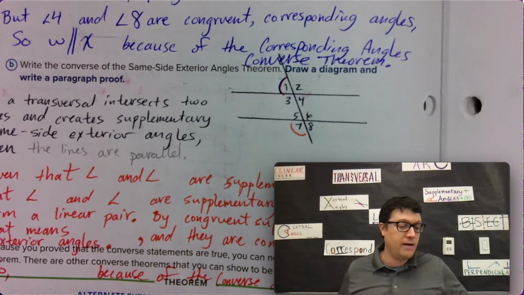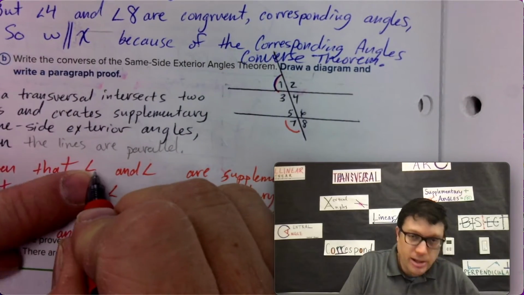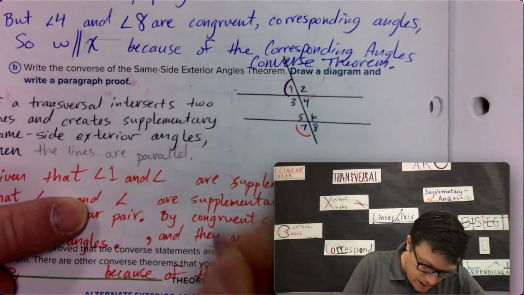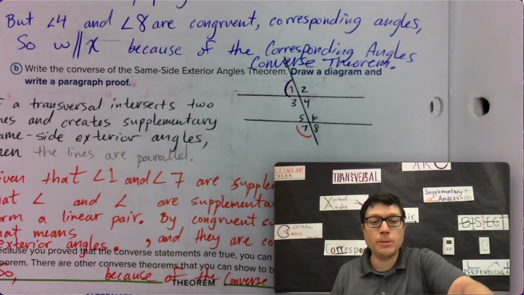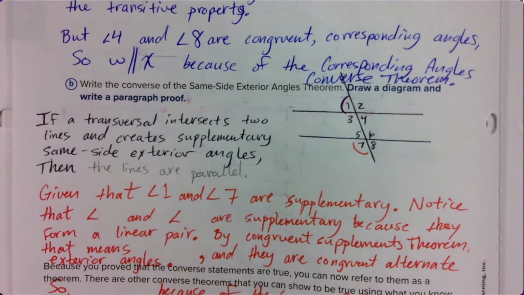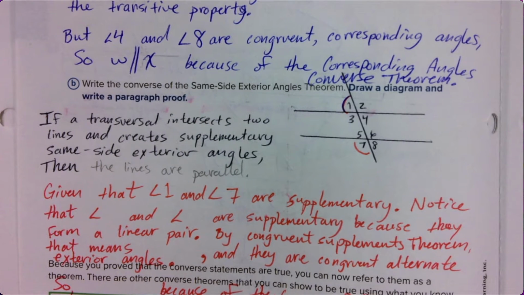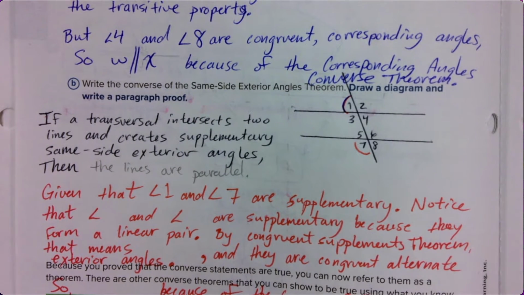Every proof has to have a given statement. It's what we're allowed to start with. I can use that right here. Angle 1 and angle 7 are supplementary. We know they're supplementary because that's what happens with same side exterior angles. But you know, if you're thinking about it, angle, where are we at here?